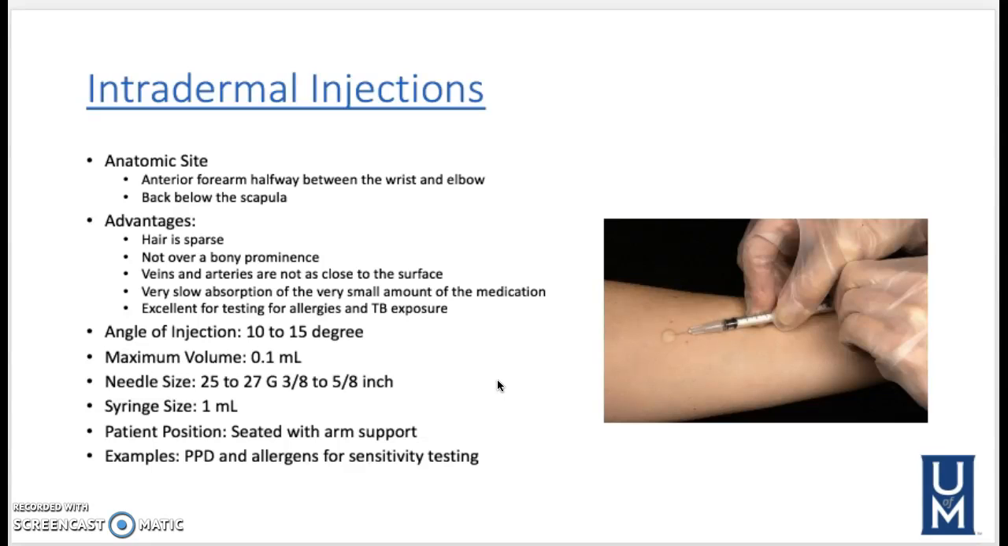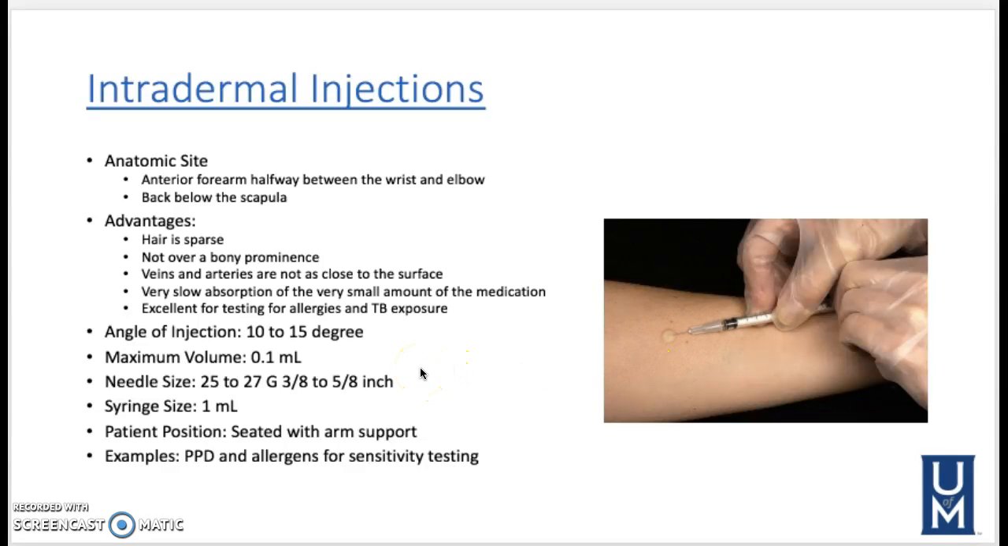Very small amount, guys. Because of that, we can only use a syringe size of 1 milliliter. We won't need a very big syringe because we're not putting very much liquid into that site. For our needle size, we're going to use a 25 to 27 gauge needle. Remember here, the bigger the number, the smaller the needle. Okay, and then we only need a 3/8 to 5/8 inch needle. That's a very short needle, not very long, because again, we're not going very far in the skin.